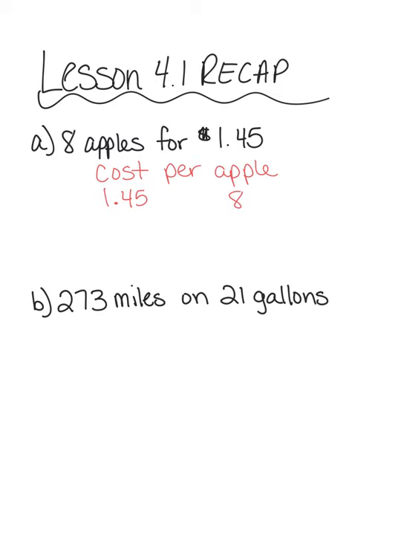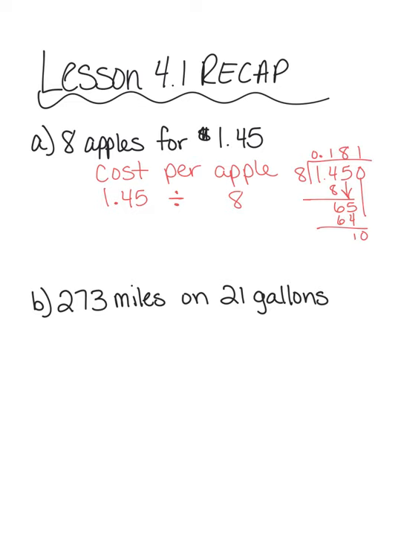And recalling from last week, we know that per implies division. So what I'm going to do is take $1.45 and I'm going to divide that by 8. 8 goes into 14 one time. 8 goes into 65 8 times. That is 0. And 8 goes into 10 one time.